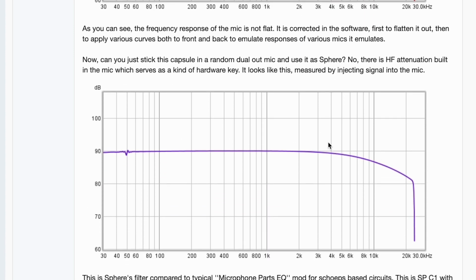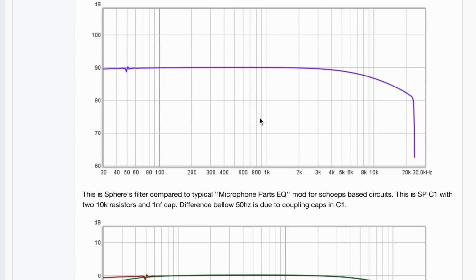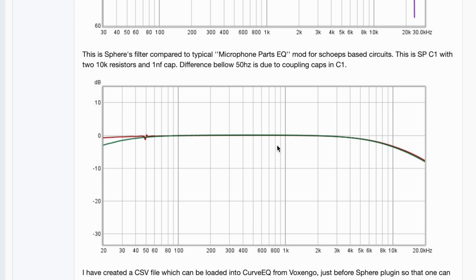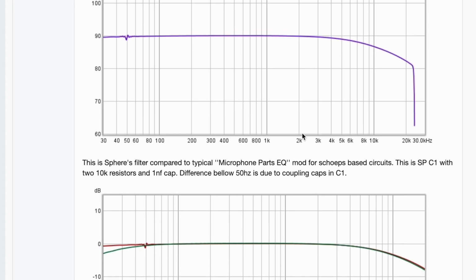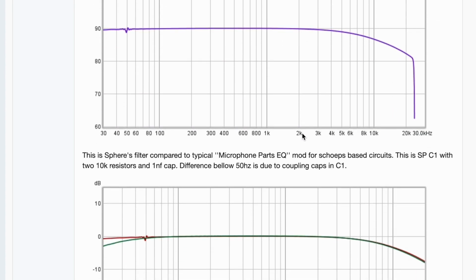And the way they achieve this, they use a high-end de-emphasis circuit. So it's really a couple of resistors, a capacitor. It's very much the same way. Now, this is a similar graph of the Studio Project C1 mod from Microphone Parts. Basically the same mod. Two 10K resistors, one nanofarad cap. Right? So you're getting the same high-end de-emphasis pretty much.